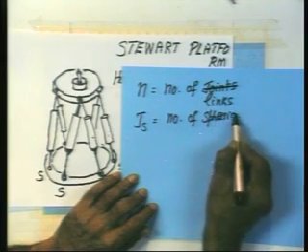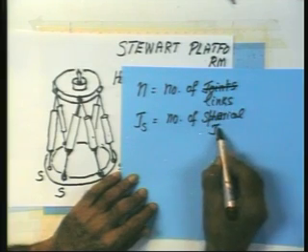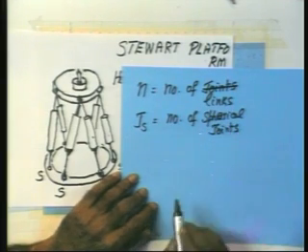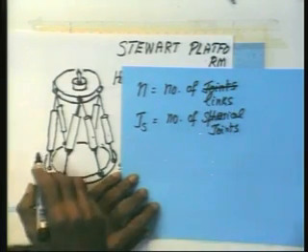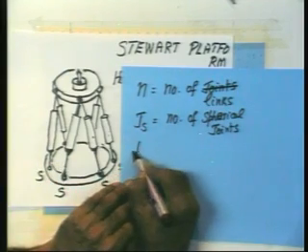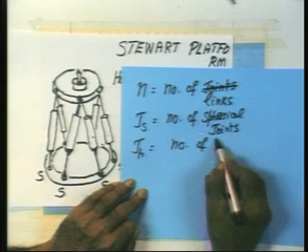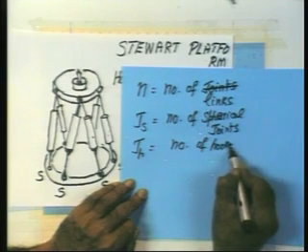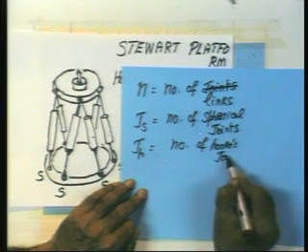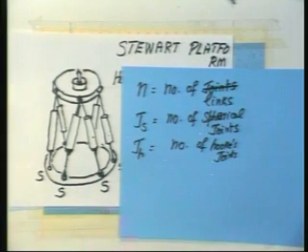Spherical joint. Alright. Js we have got. What is the other type of joint we have used? The Hooke's joint. We will call it Jh. Number of Hooke's joints. Alright. That clear? Number of Hooke's joints, Jh. So shall we write the formula now?